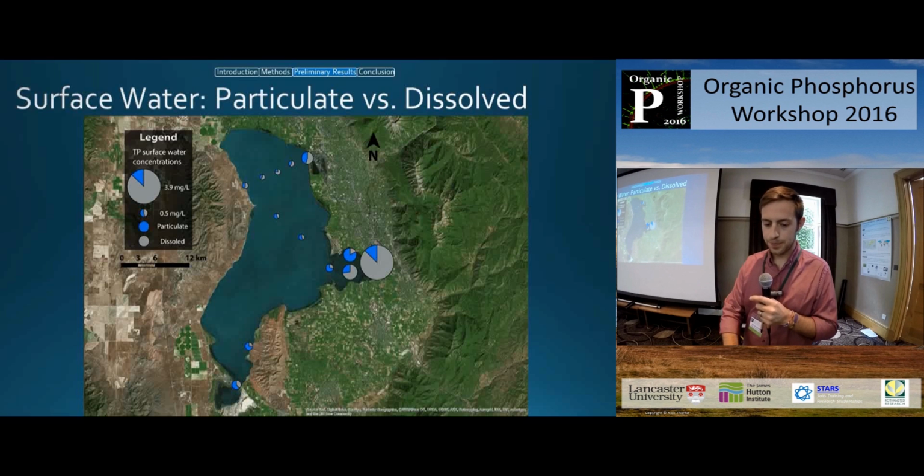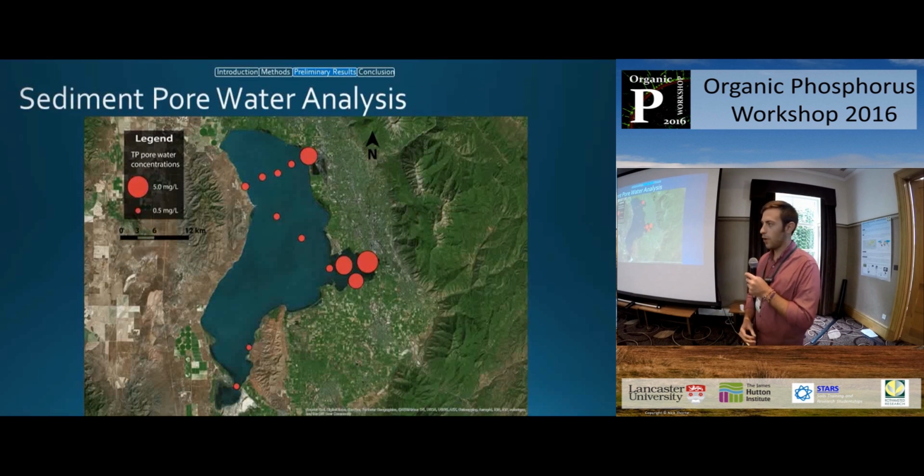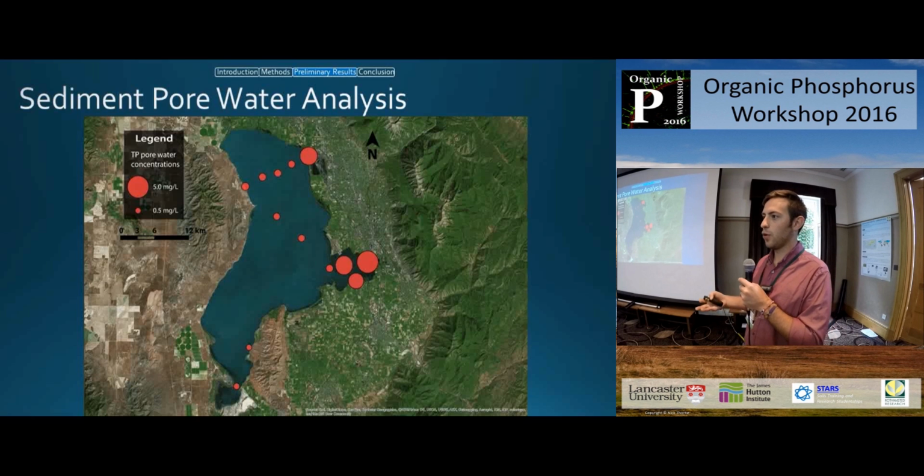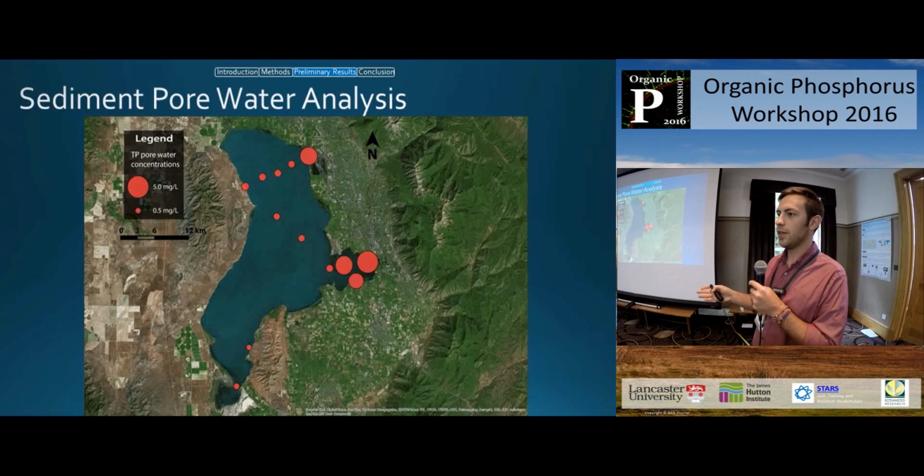It doesn't really look like there's any particular area that's either dissolved or particulate. It's different throughout. Looking at the pore water, we find a little bit higher concentrations. Again, where the treatment plants discharge, we have higher concentrations of phosphorus in the pore water, reaching up to 5 milligrams per liter, whereas the rest of the lake is only about 0.5 milligrams per liter of pore water.